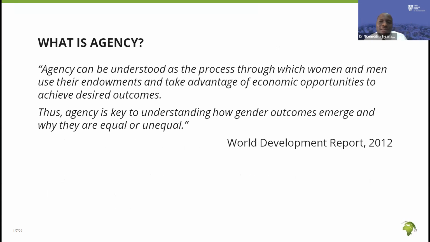Now, what is agency? Agency can be understood as the process through which women and men use their endowments to take advantage of economic opportunities to achieve the right types of outcomes. So agency is very important in understanding how gender outcomes emerge and why these gender outcomes are either equal or unequal. Next slide.